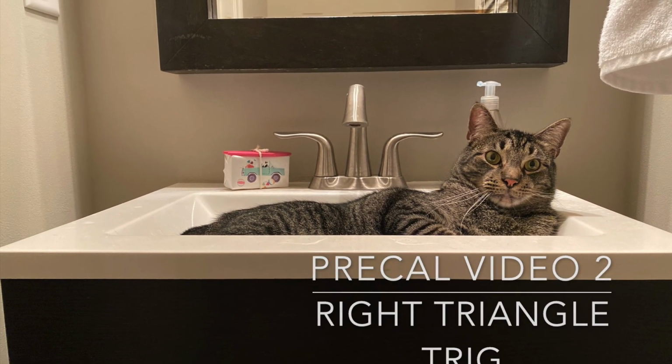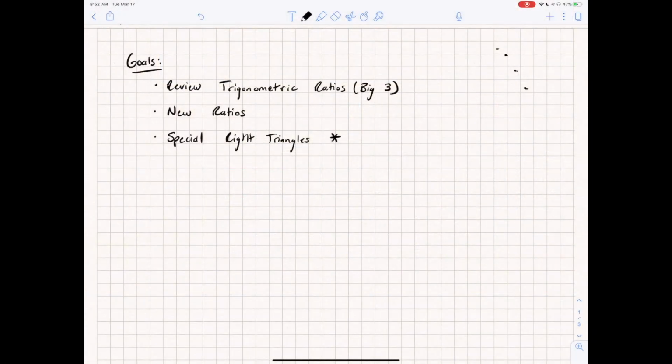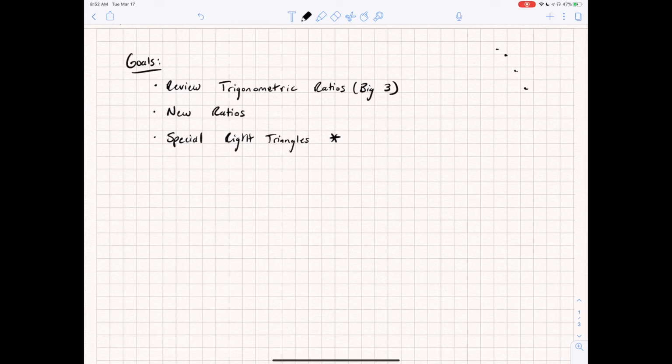This is video 2, where we're going to go through and review some trigonometric ideas, so some stuff from geometry, maybe algebra 2, depending on how much you looked at in that previous course. We're going to build on that by looking at some new ratios and then by looking at some special right triangles and how those ratios play a role.